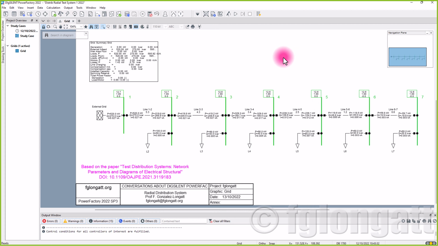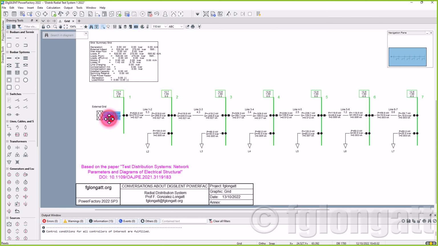Many of you are wondering, this network looks much better, okay? However, there is nothing different to what we did yesterday. Yesterday, we created this small piece of network. There is an external grid, and there are several branches connecting in a radial configuration, with at least several loads here. Okay? This was the job that we did yesterday.